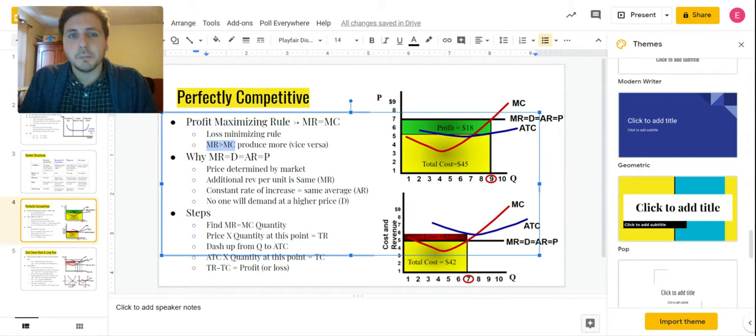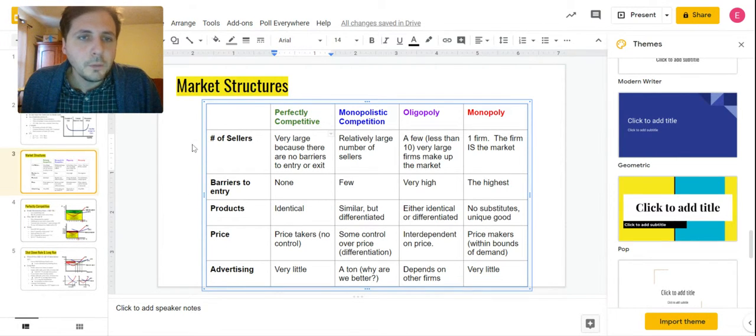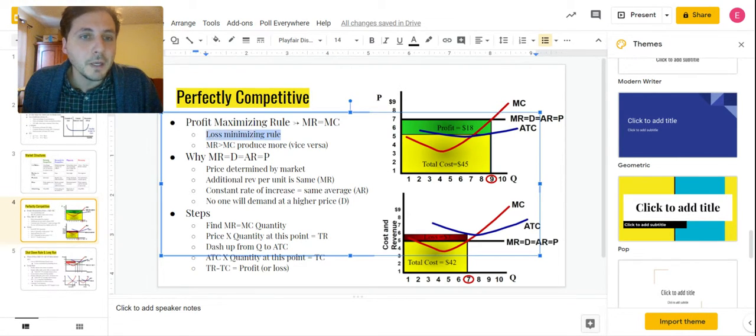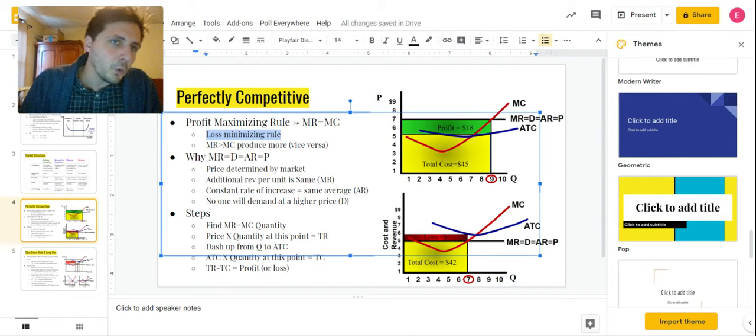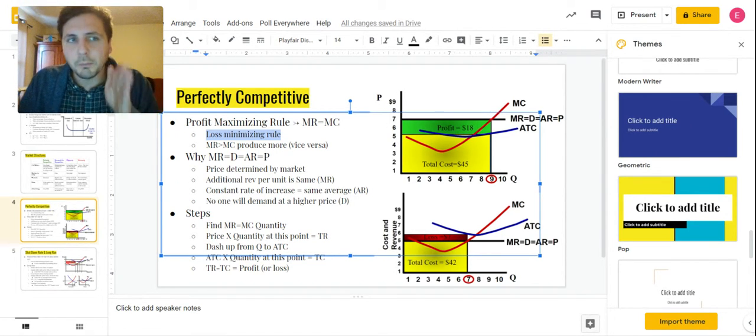We're maximizing those profits. We also call this the loss minimizing rule, because in the same way, sometimes, even at the best possible quantity, you're still losing money just because of the conditions of your firm. Right? So it's profit maximizing or loss minimizing. In other words, it's your best option no matter what the circumstances are.